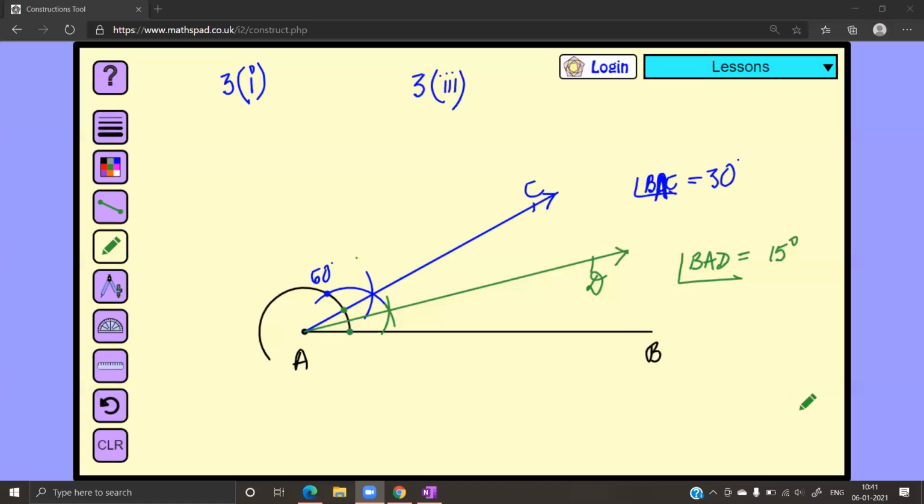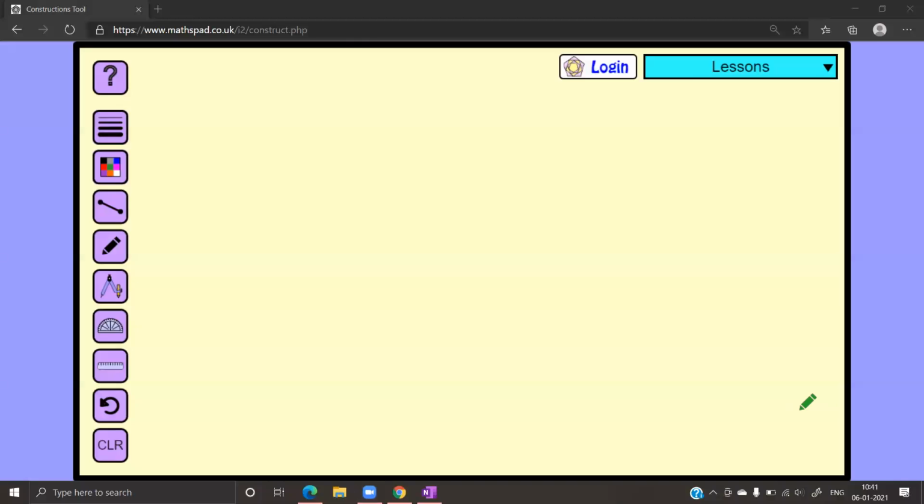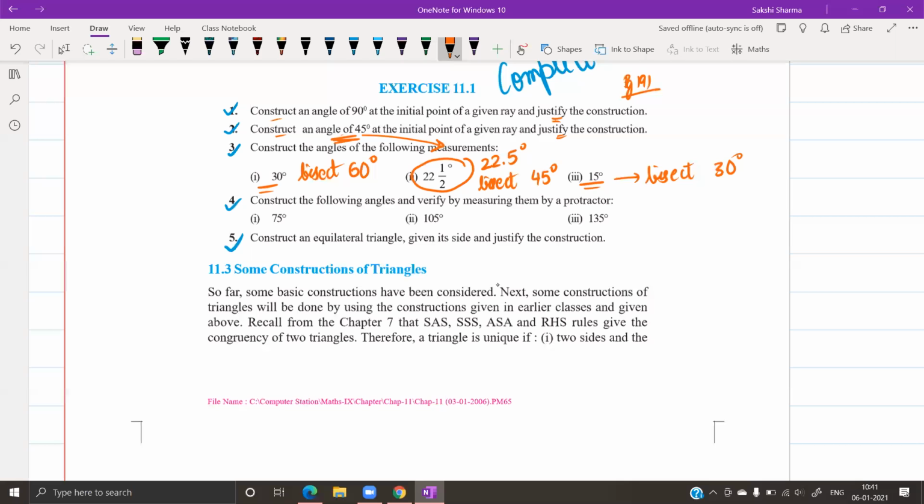Let's do question number 4. You have to construct the following angles and then verify by measuring them by a protractor. This is something we know by default. कि जब भी आप कंपास की हेल्प से एंगल्स कंस्ट्रक्ट कर रहे हो आपने उनको वेरीफाई जरूर करना है whether or not it's written there, just to be sure. So these angles are actually a little complicated than the ones we have already done.